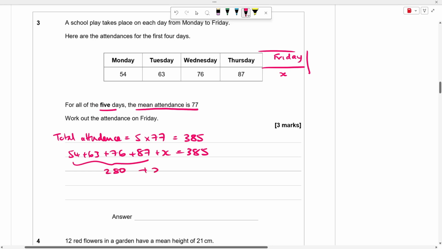So all that's left for me to then do is work out what this total here is, which is 280 plus X equals 385. And then if I take the 280 over to the other side, that leaves me with an X value of 105.